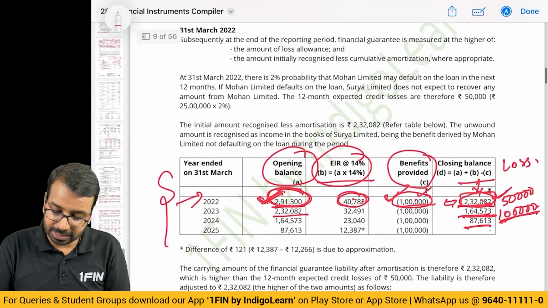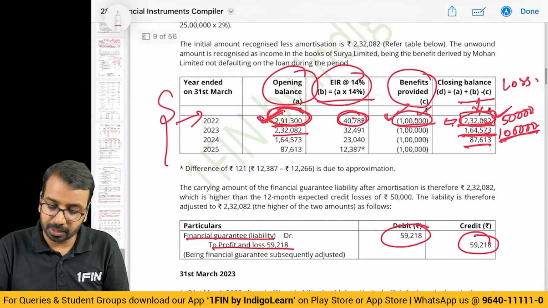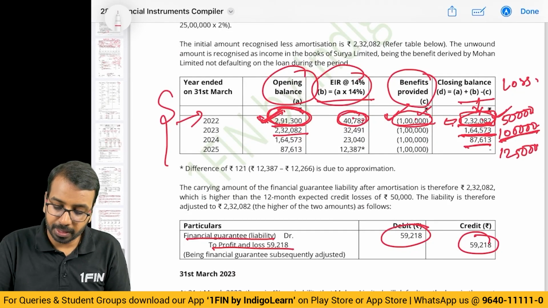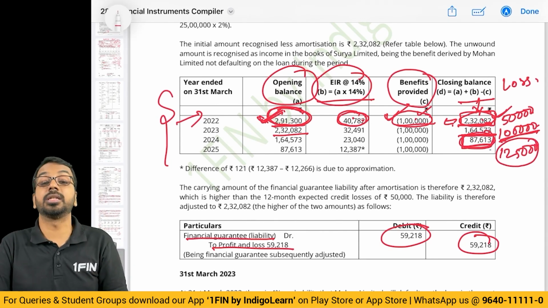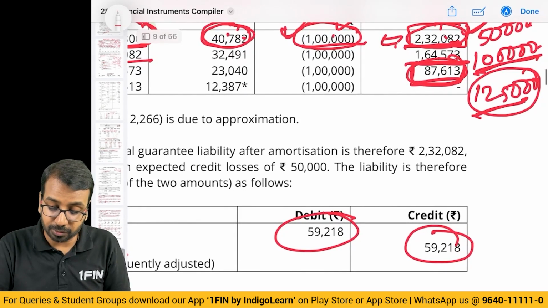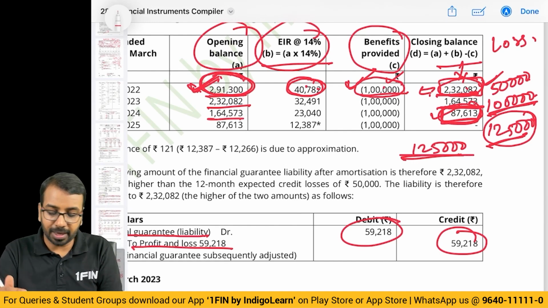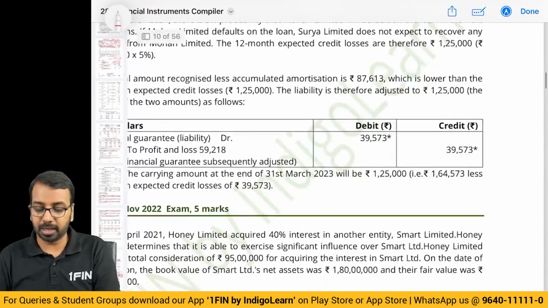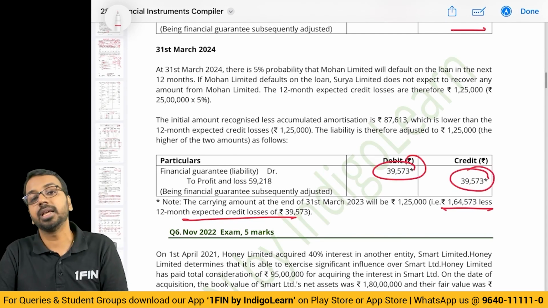Third year, 87. Loss probability is 5%. With a 5% loss probability, the expected loss becomes 1,25,000. So I am saying my closing balance of liability is 87, but the expected loss, if at all there is a default, is 125. So I have a liability of 1,25,000. I will take the closing balance to 1,25,000. I will not book it at 87. I will book it at 1,25,000. The difference between 164 and 125, that is 39, is booked as income. So here income will be the difference between 164 and 125, 39,573.